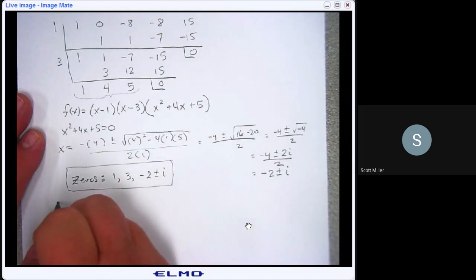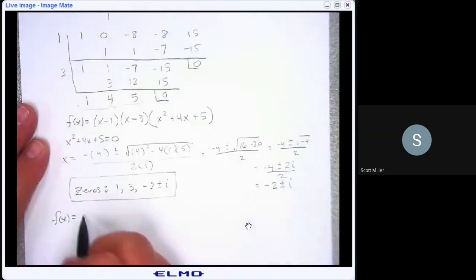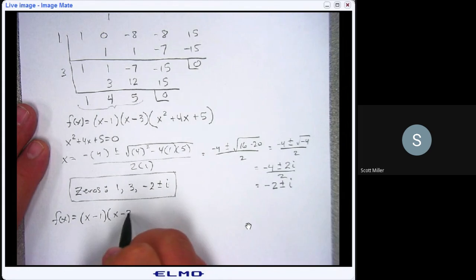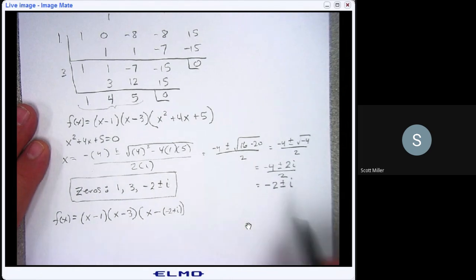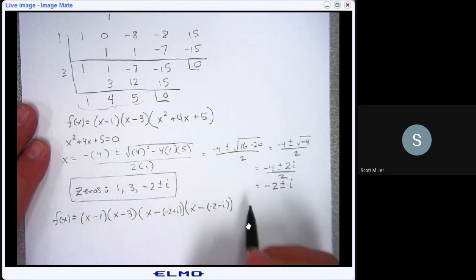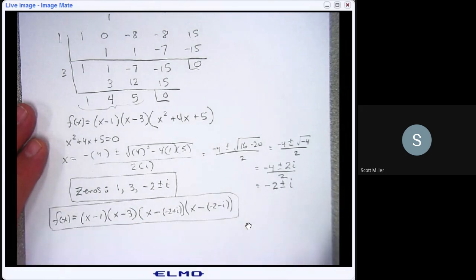The linear factorization goes like so. The leading coefficient is 1, so there's a 1 out in front, but we don't write it. And then it's the factor of each zero, x minus each of these zeros. So x minus 1, x minus 3, x minus, and then we put a little parenthesis here, negative 2 plus i, and then x minus a negative 2 minus i. And you can write it just like that for me. You don't need to simplify beyond that point right there.